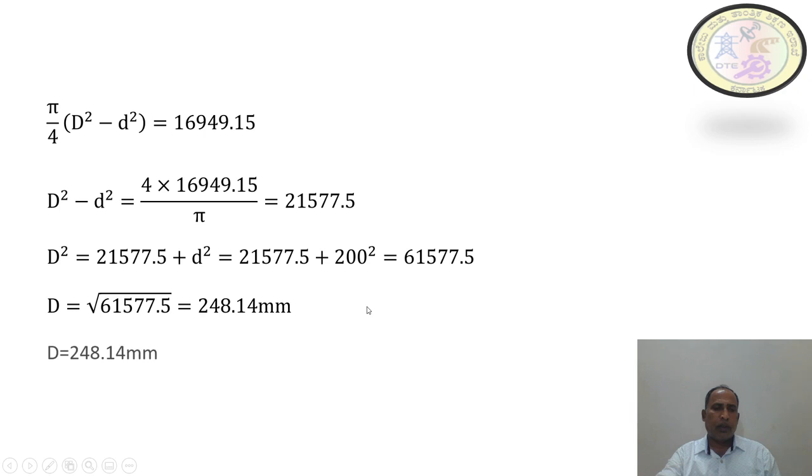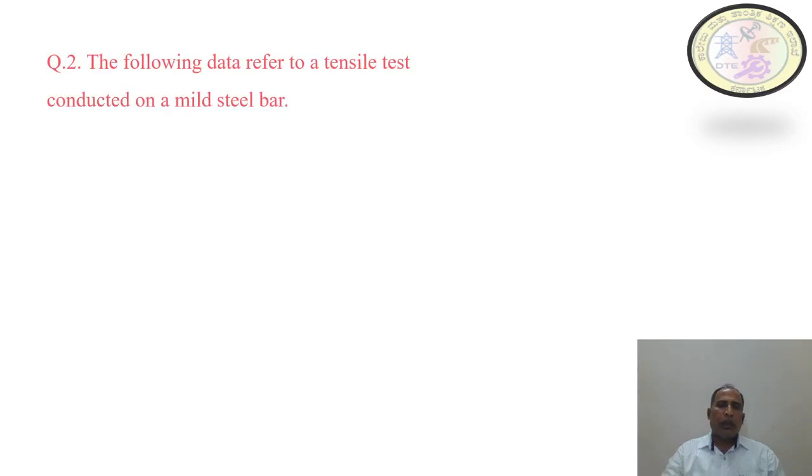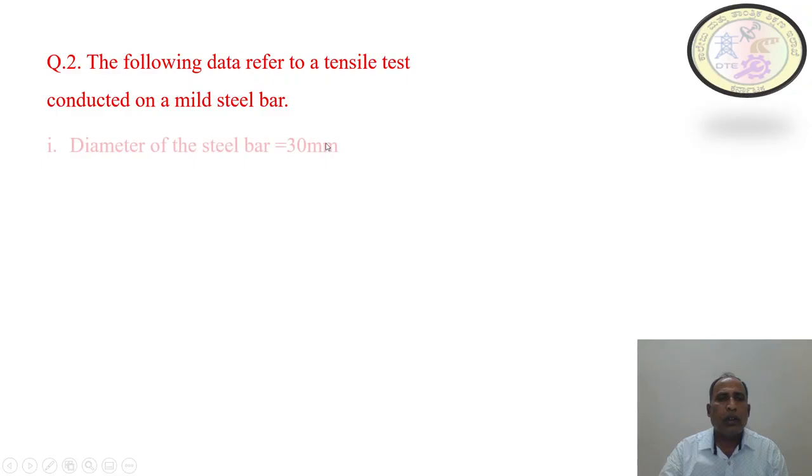So therefore external diameter of a hollow bar is 248.14 mm. So the next problem is on the stress strain diagram. The following data refer to a tensile test conducted on a mild steel bar.